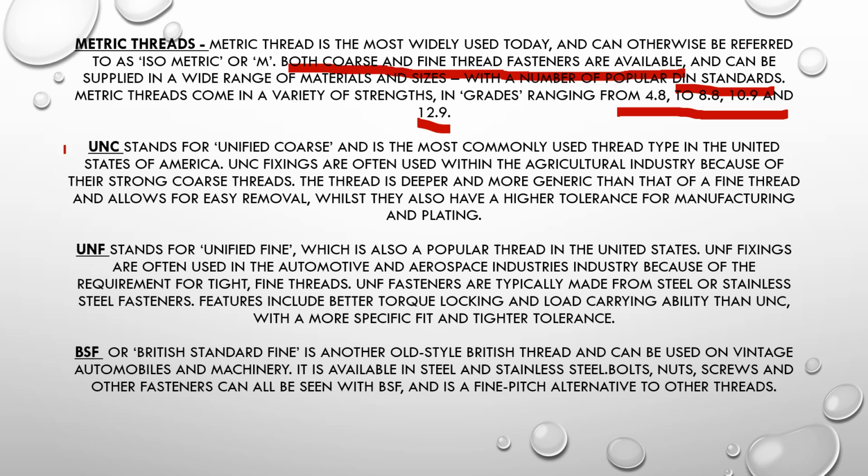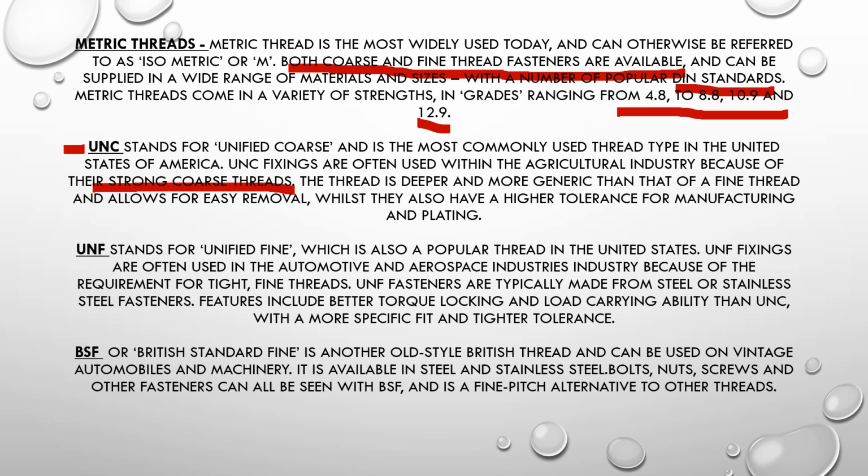Next comes UNC. UNC, as I told, is Unified National Coarse Thread, and UNF is Unified National Fine Thread. UNC is the Unified Coarse Thread and is the most commonly used thread type in the United States of America. UNC fixings are often used in the agricultural industry because of their strong coarse threads. When I say coarse threads, that means fewer threads in 1 TPI, threads per inch. In 1 inch, fewer threads will come. The pitch will be higher. If it is a fine thread, then in 1 inch the threads will be more, and the pitch will be less.